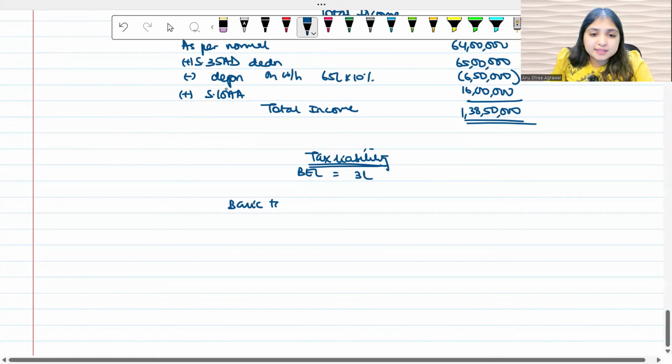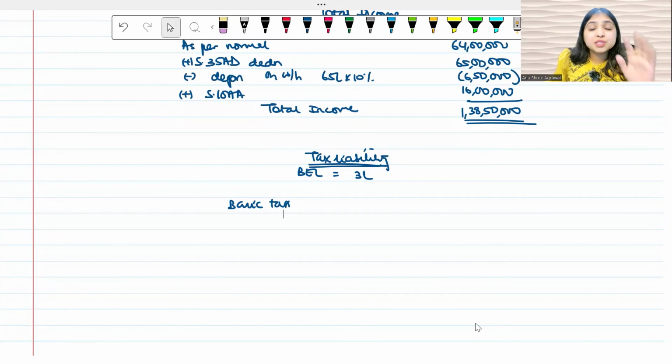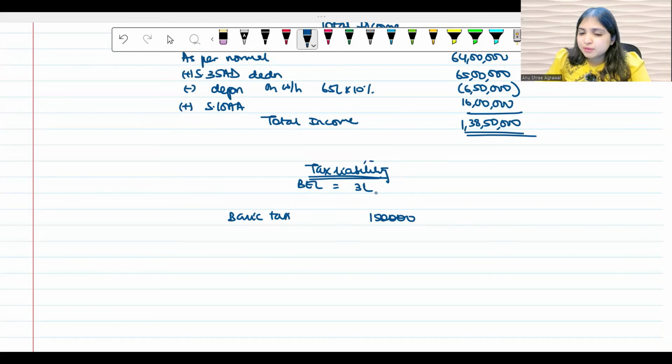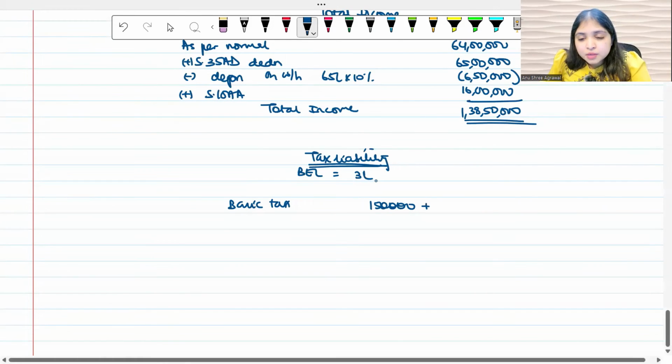Now, what's going to be the basic tax on the assessee? How do we calculate that? See, if assessee's income is up to 15 lakh, he anyways has to pay 1,50,000 tax. I'm hoping you're aware of it. Up to 15 lakh, you anyways have to pay 1,50,000 tax plus 30% of your assessee's income in excess of 15 lakhs.